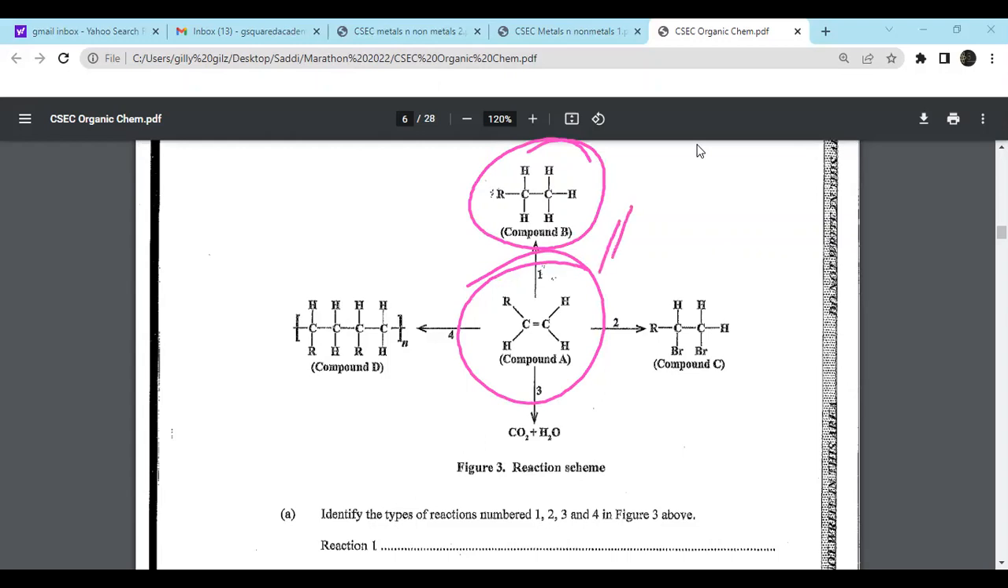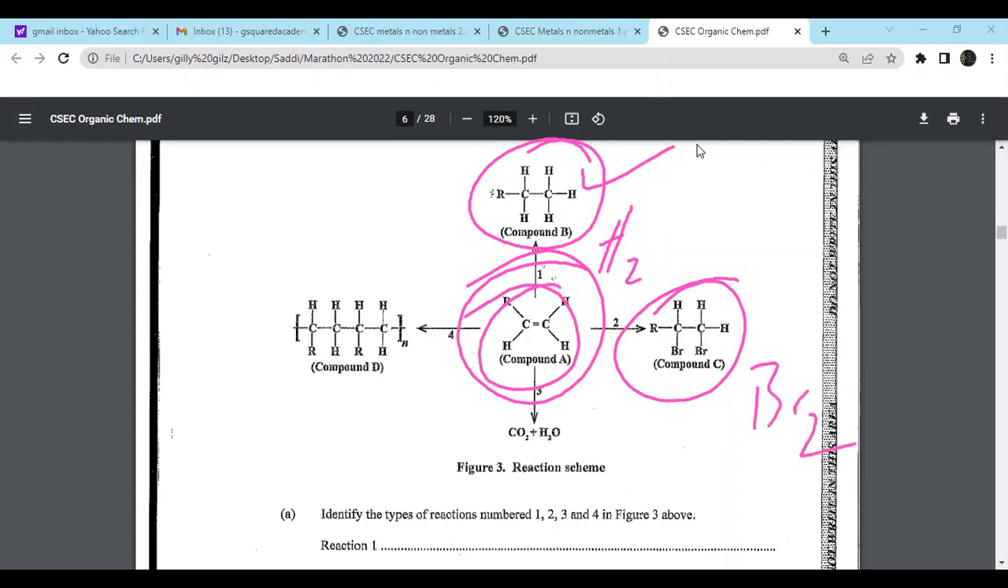You should recognize that this compound has 2 more hydrogens than this one. So actually, this is hydrogenation of an alkene. Okay, so we'll leave that there. For reaction 2 now, what's the difference between this compound C and this one? This has 2 bromines on it, Br2. Okay, so this is a bromination reaction or a halogenation reaction. Then now, what's this down here? Carbon dioxide and water. This is combustion.